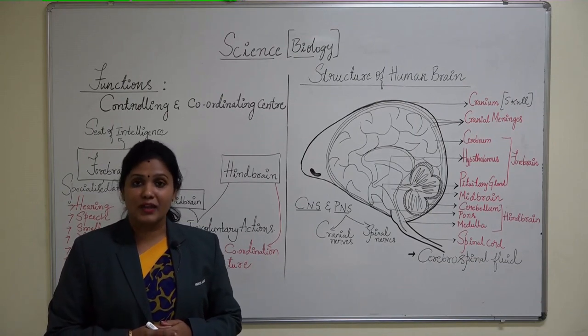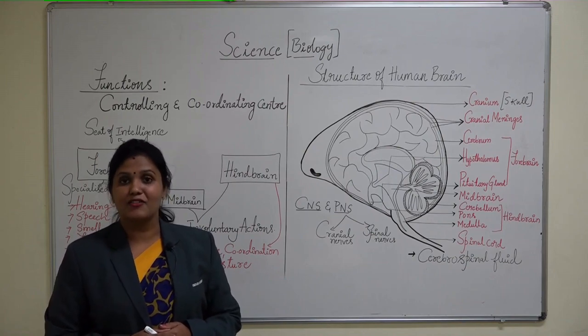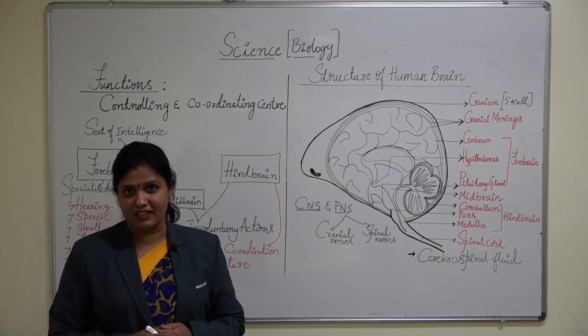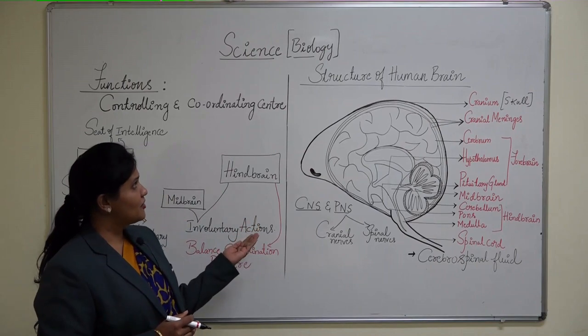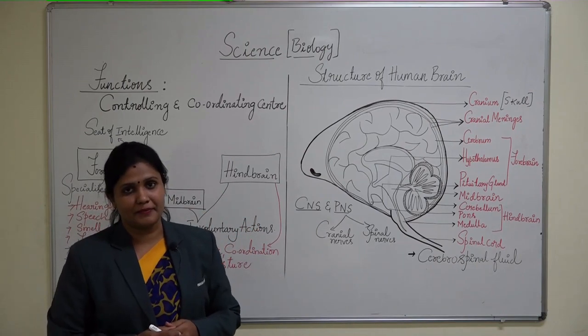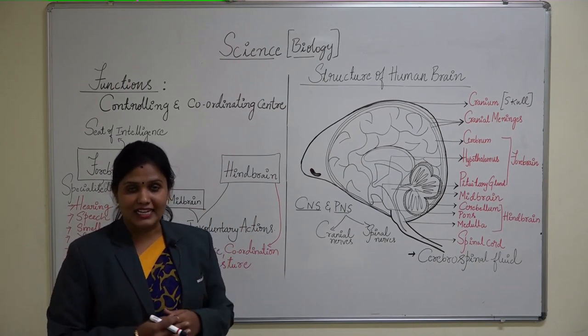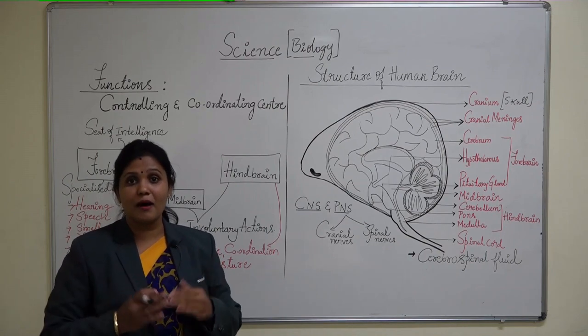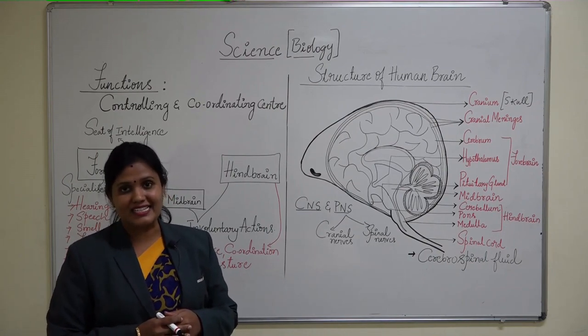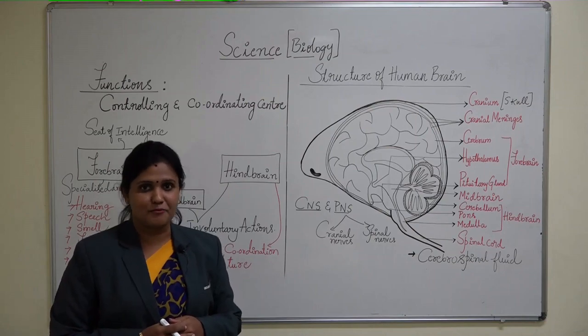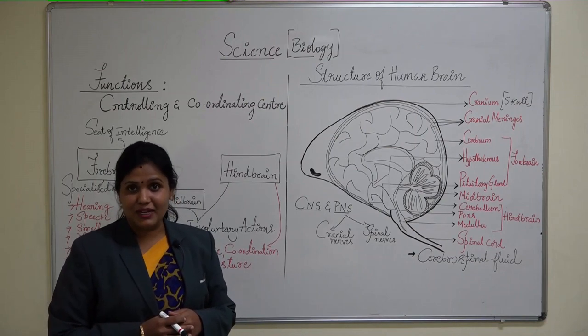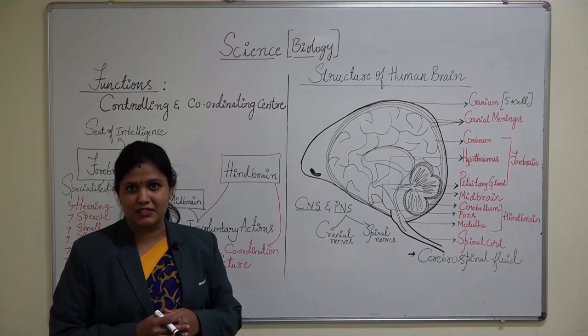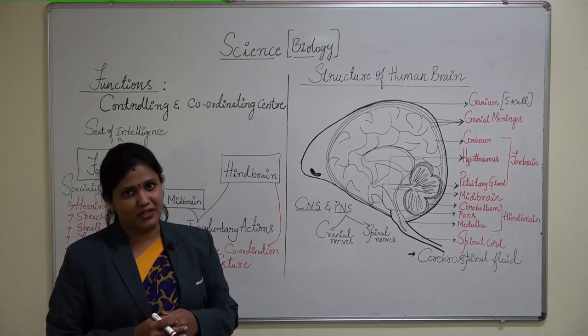In this video, we are discussing an important topic from the chapter Control and Coordination. It is the structure and functions of the human brain. From this topic, you can expect either 3-mark or 4-mark questions in the SSLC board examination for the subject science. Let us recollect all important points which will help you in scoring.